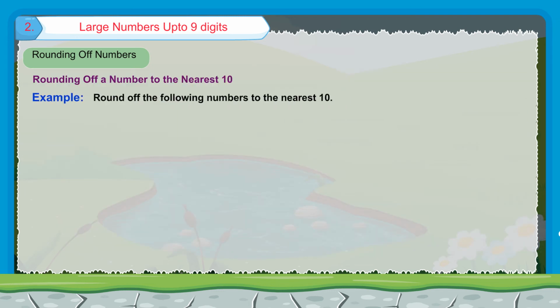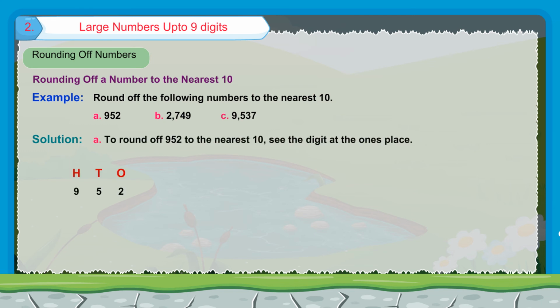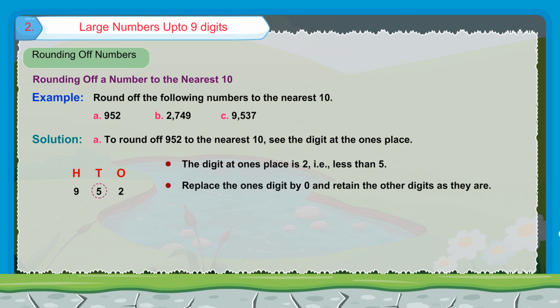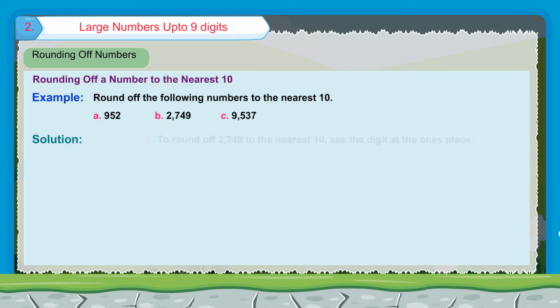Example, round off the following numbers to the nearest 10. A. 952. B. 2749. C. 9537. Solution. A. To round off 952 to the nearest 10, see the digit at the ones place. The digit at ones place is 2, that is less than 5. Replace the ones digit by 0 and retain the other digits as they are. Therefore, 952 rounded off to the nearest 10 is 950.